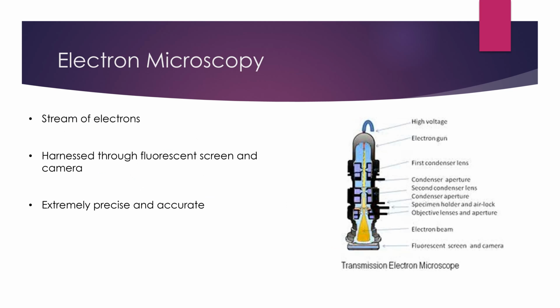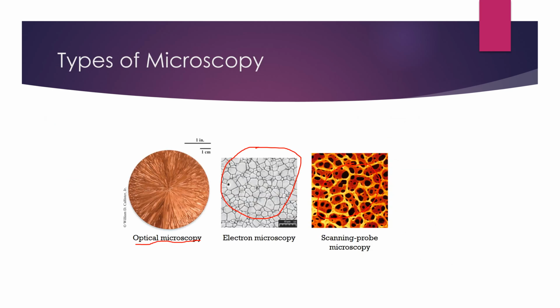Now if we look at electron microscopy, how this is different is there's a stream of electrons that travel down the microscope. You can see we have a high voltage coming in, an electron gun, and then the electrons are condensed and focused to an electron beam. At the bottom we have a fluorescent screen and a camera, and these harness the electrons and give us an image that we can then interpret and use for analysis. Electron microscopy is extremely precise and accurate, and while electron microscopy and scanning probe microscopy are both very accurate, they give us different looks at compounds, crystal structures and lattice structures. Optical, electron, and scanning probe microscopy can all give very different representations of what a substance actually looks like.